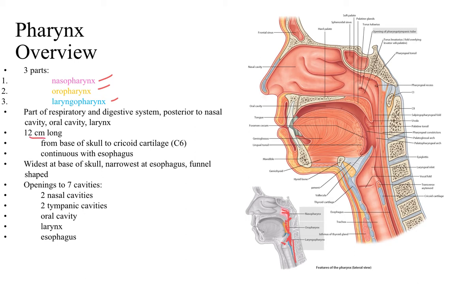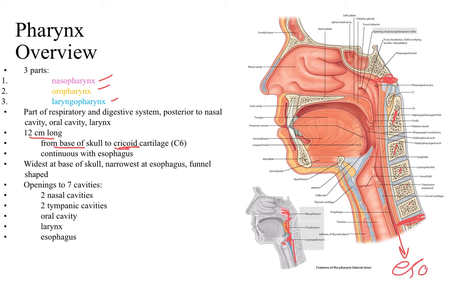The pharynx is approximately 12 centimeters long, and if we're looking at it in relation to things we've already talked about, it goes from the base of the skull, right here where the sphenoid bone is, to the cricoid cartilage, and we talked about where that is in the neck, at about the level of C6. So if this is C1, 2, 3, 4, 5, C6 right here is where the whole thing would approximately come to an end. And then anything beyond C6 would be strictly esophagus.